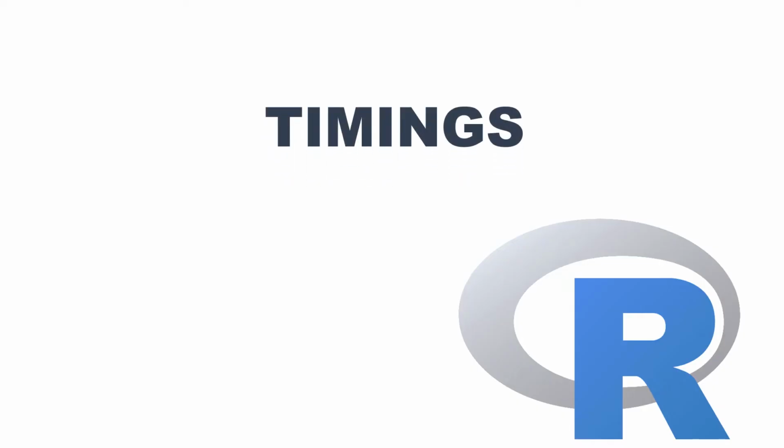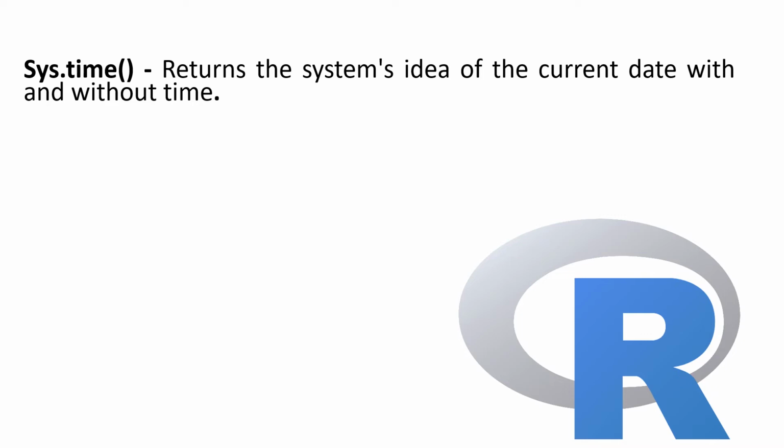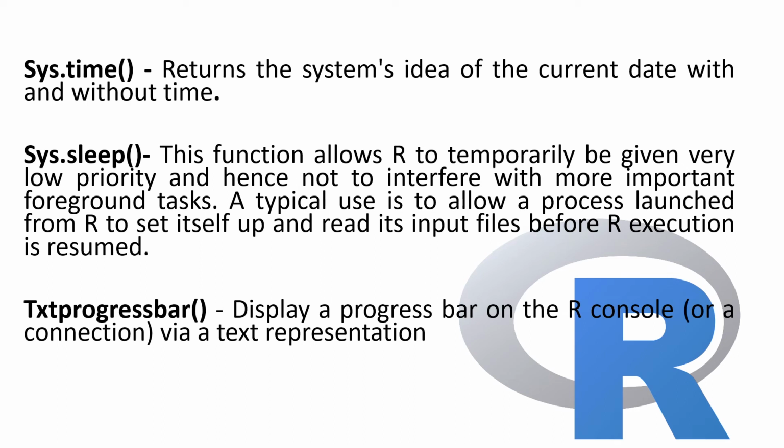Now we'll go to timings. Timings keep track of progress or see how long a certain task takes to complete. These are the functions we're going to use on executing timings. Sys.time returns the system's idea of the current date and time. Sys.sleep. These functions allow R to temporarily be given very low priority and hence not to interfere with more important foreground tasks. A typical use is to allow a process launched from R to set itself up and read its input files before R execution is resumed. Text progress bar. Display a progress bar on the R console or a connection via text representation.